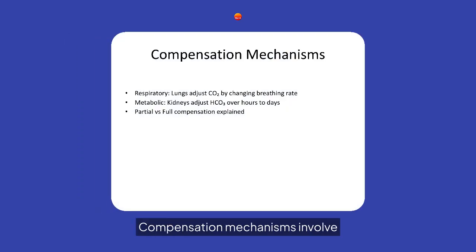Compensation mechanisms involve the lungs, adjusting CO2 by changing breathing rates, and the kidneys adjusting HCO3 over time. Understanding partial versus full compensation is crucial for interpreting acid-base imbalances and guiding appropriate interventions.